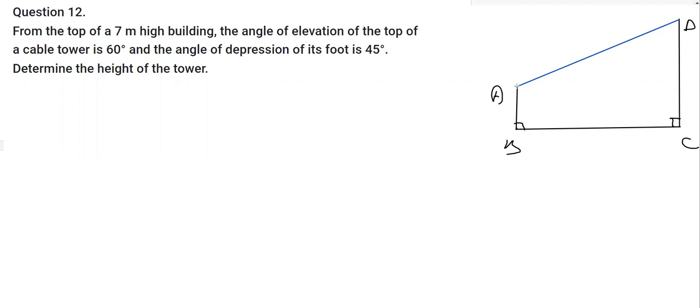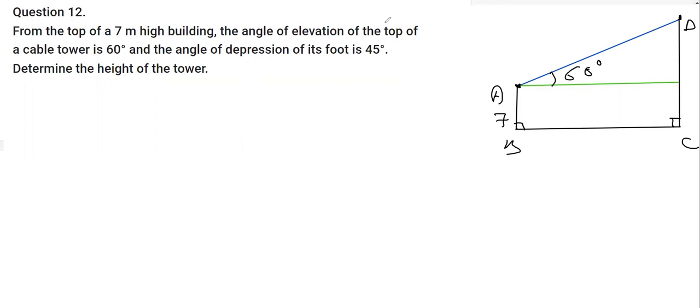Now, make a horizontal first. This is the horizontal line parallel to the base. And AB is the height of the building, which is 7 meters. The tower is DC here, and the angle of elevation is from this point A, which is the top of the building. So the point of observation is the top of the building, from where the angle of elevation to the top of the tower, which is D here, is 60 degrees.